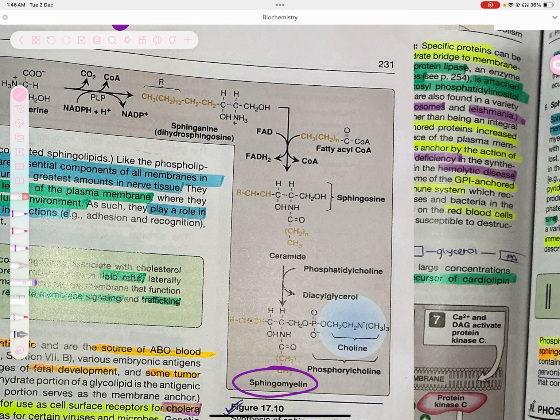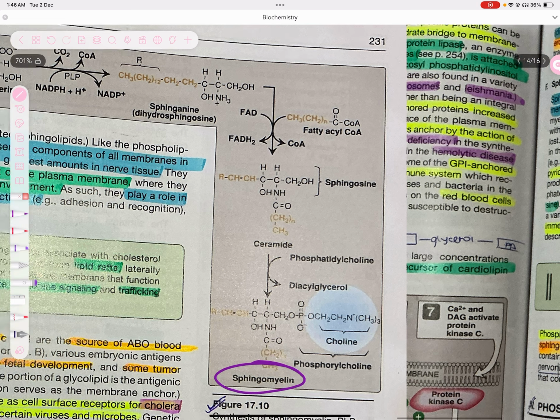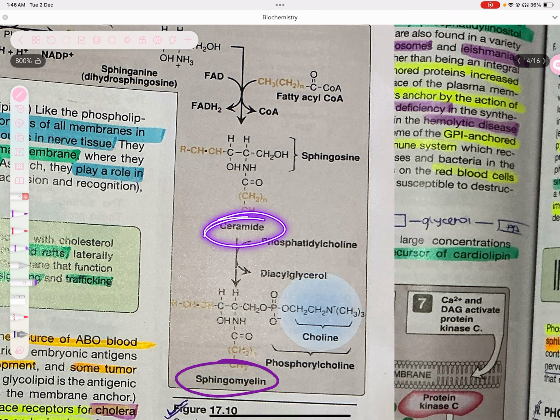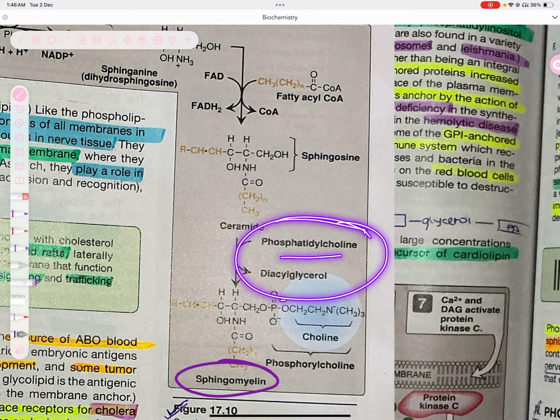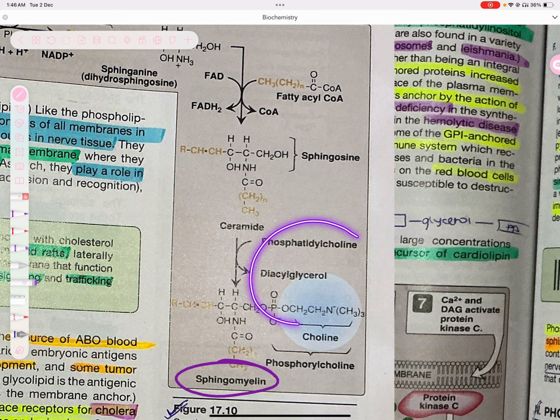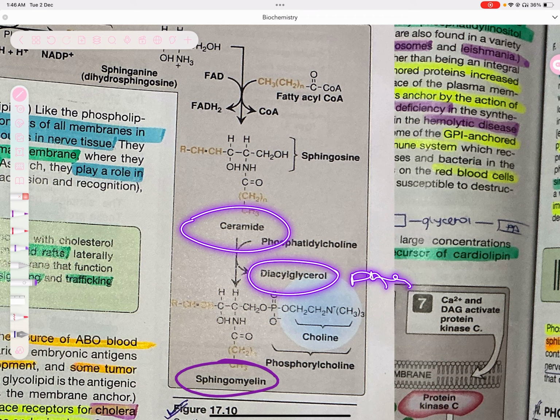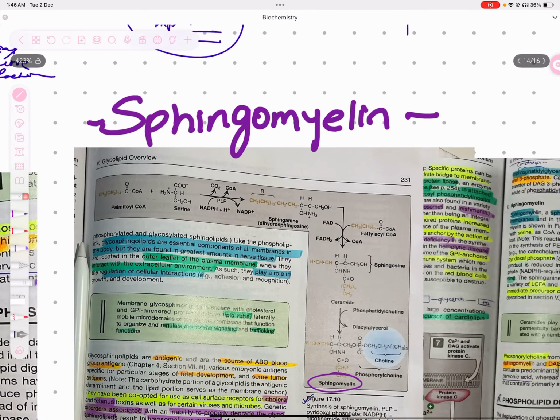sphingomyelin. Now, exactly what part of this phosphatidylcholine gets added to ceramide? Phosphorylcholine gets added and diacylglycerol is released, right? So we can name ceramide as a precursor of sphingomyelin. So exactly what happens, let's recall.